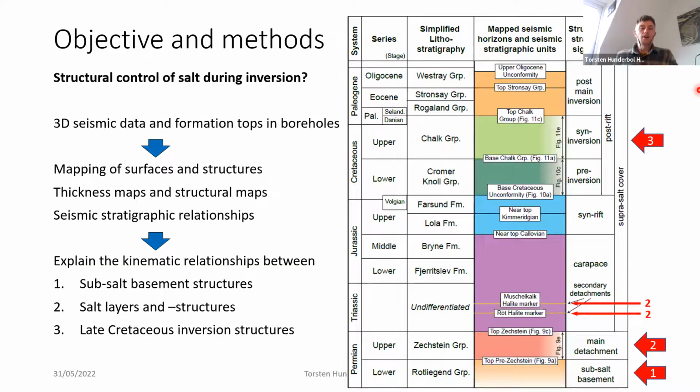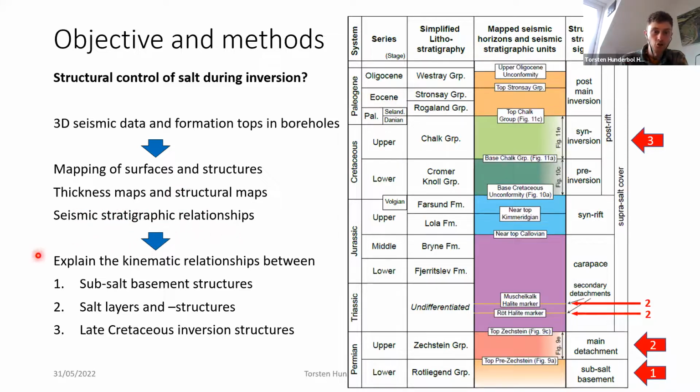So the study was set up in a manner like this. I wanted to know about the structural control of salt during inversion. Basically, we had 3D seismic data, which was fairly well constrained, at least in the more shallow levels, with borehole data. So I mapped surfaces and structures. I constructed thickness maps, structural maps, fault maps, and folds, salt structures. And I also considered seismic stratigraphic relationships.